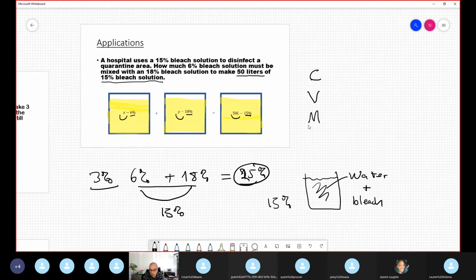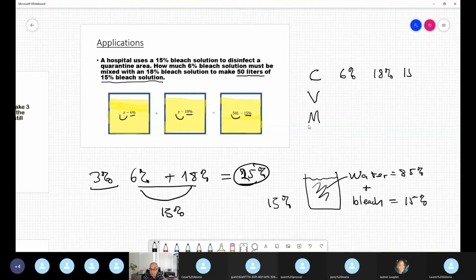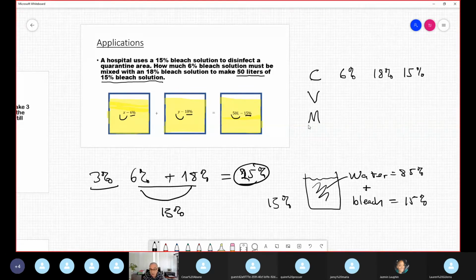So pure bleach is 100%. But if you have 15%, that means you have 85% water and 15% bleach. It's the proportion, because the whole is 100. Okay, so we have three concentrations: 6%, 18%, and 15%. But I forgot to explain what the mass is. The mass is the amount of pure bleach that we have here.